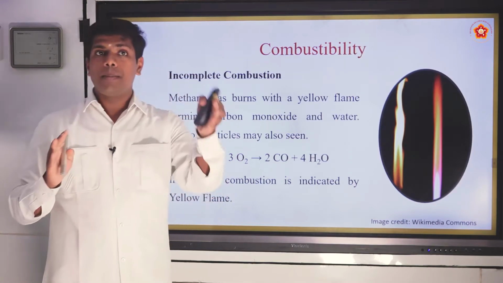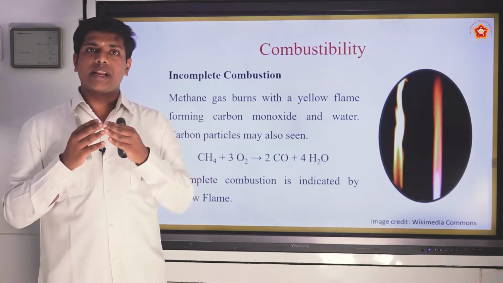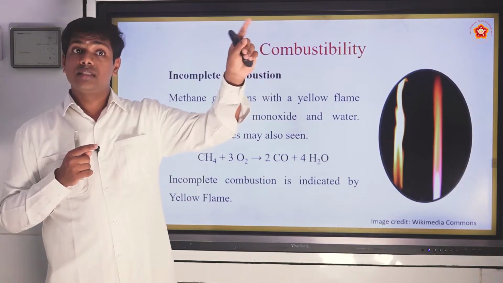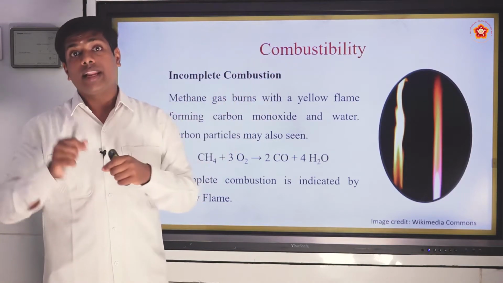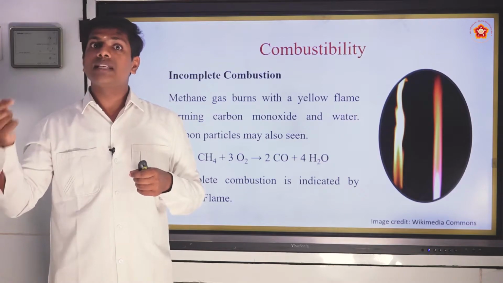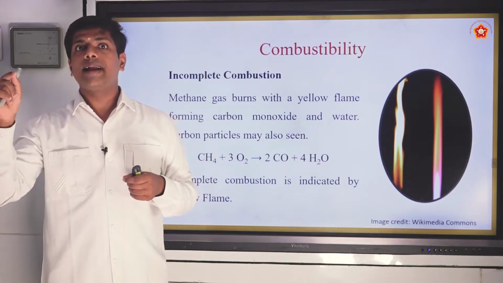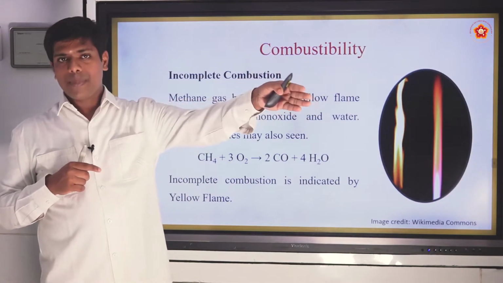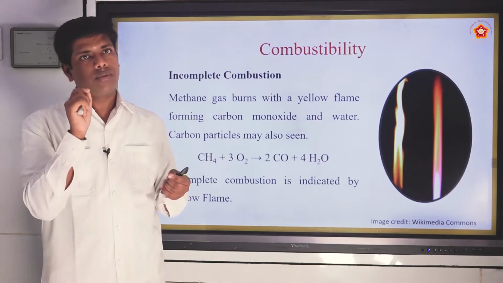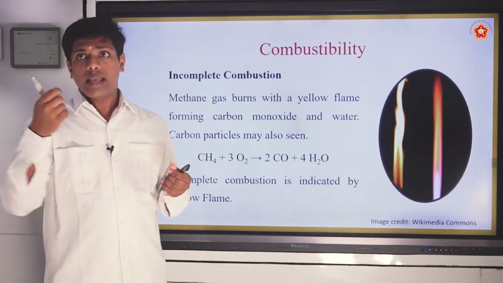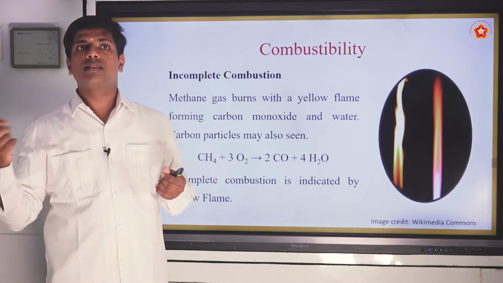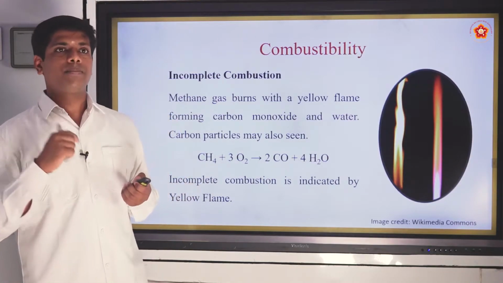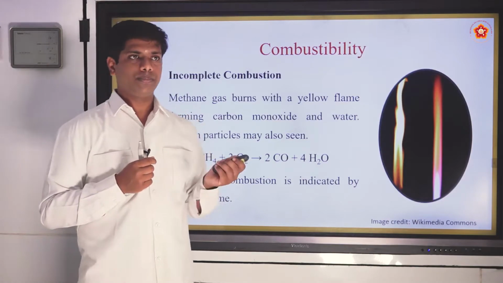You have to compare complete and incomplete combustion. In complete combustion, when methane burns in the presence of oxygen, it forms carbon dioxide and water. In incomplete combustion, it forms carbon monoxide and water. An example of complete combustion is lighting a gas stove. For incomplete combustion, the example is automobiles, where CO is released because of incomplete combustion. This is very important, children.